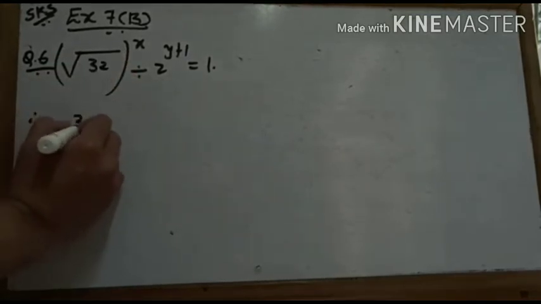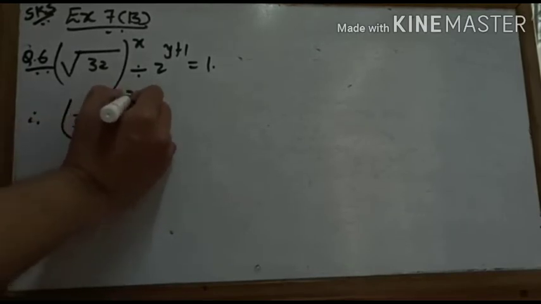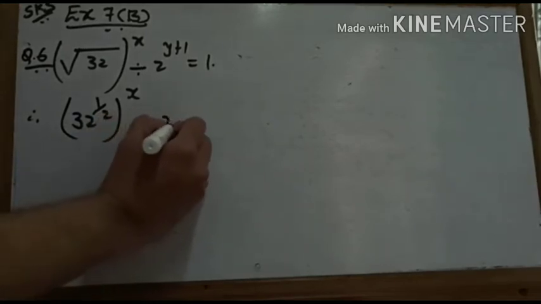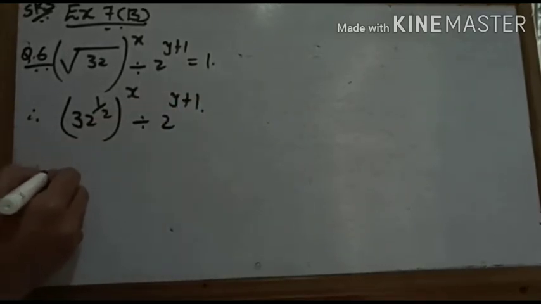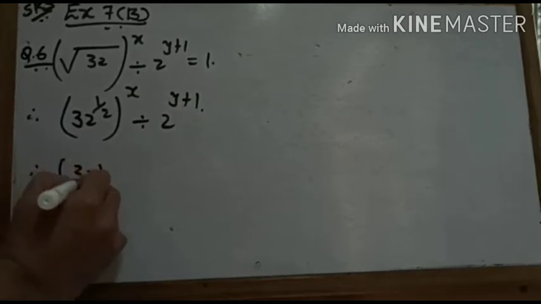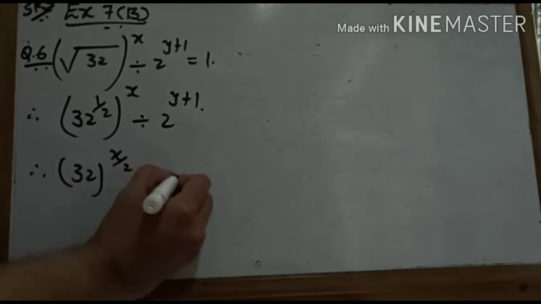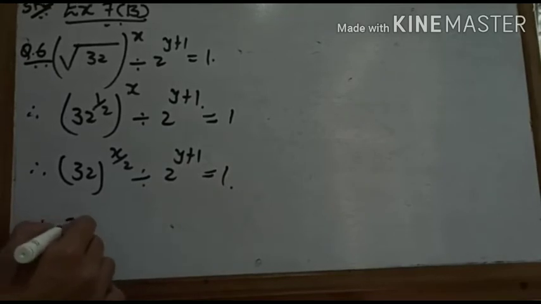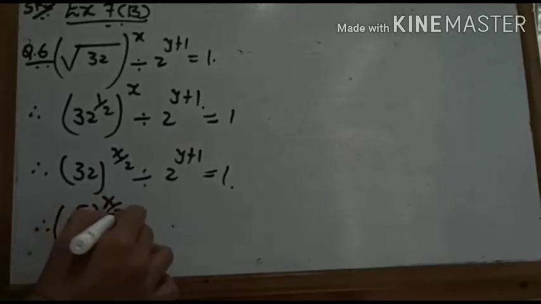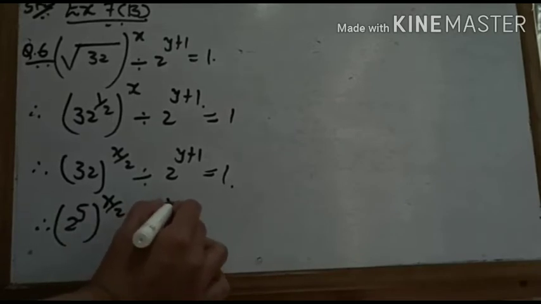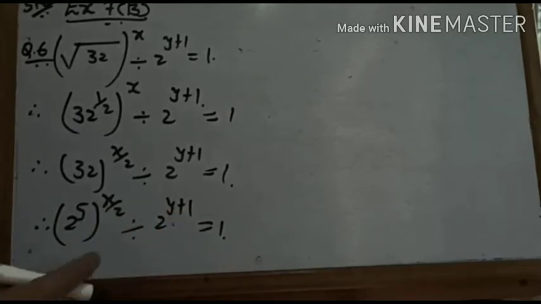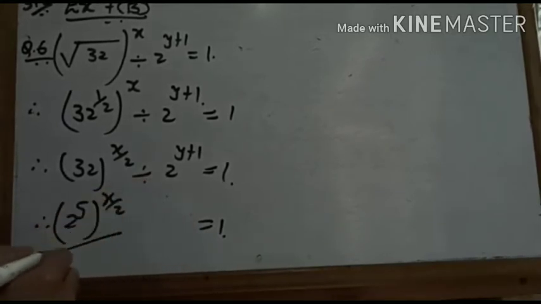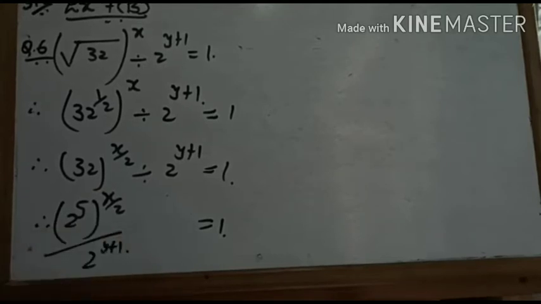This becomes (32 raised to 1 upon 2) whole raised to x. No difficulty whatsoever. Divided by 2 raised to y plus 1. This is 32 raised to x upon 2 divided by 2 raised to y plus 1. This is (2 raised to 5) whole raised to x upon 2 divided by 2 raised to y plus 1. Instead of division, I am writing it down as upon.